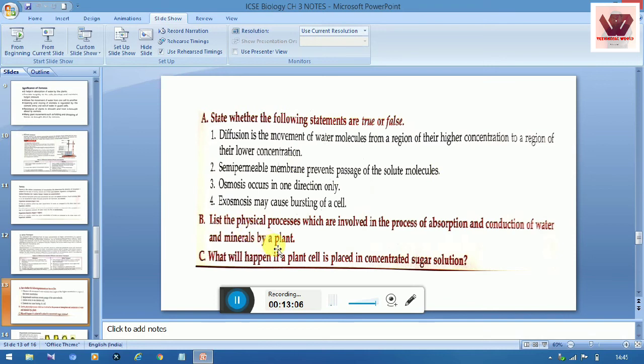Number B, list the physical processes which are involved in the process of absorption and conduction of water and minerals by the plants. Physical processes are imbibition, active transport, passive transport, diffusion, and osmosis. What will happen if a plant cell is placed in a concentrated sugar solution? It will become shrunk, right? It will become shrunk. Plant cell वो hypotonic solution होता है. अब हम जाते हैं solution के जरिए, right?